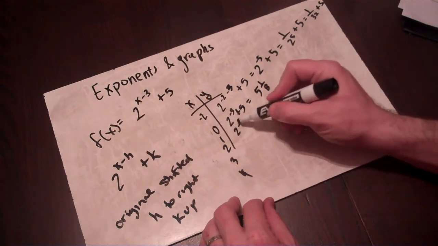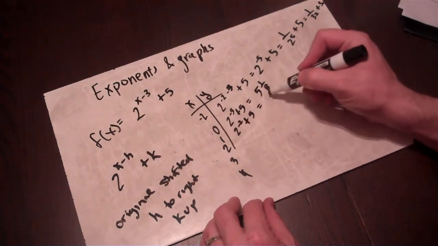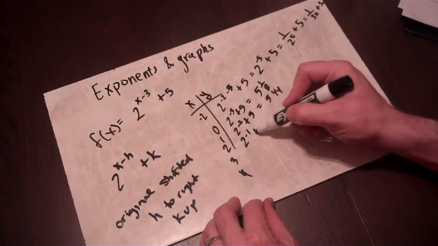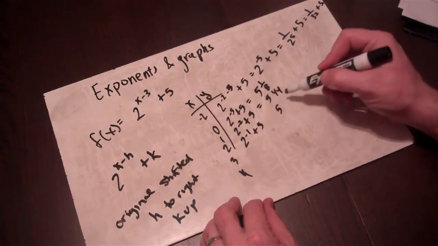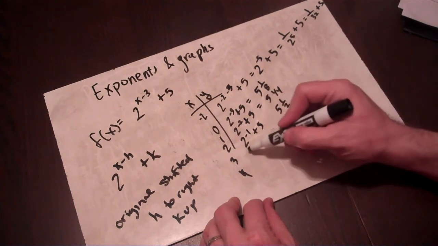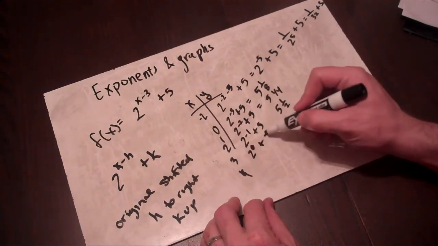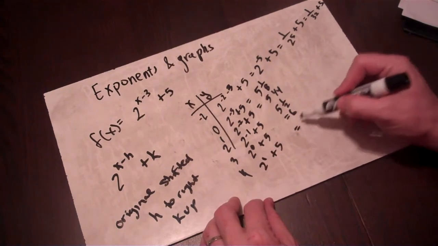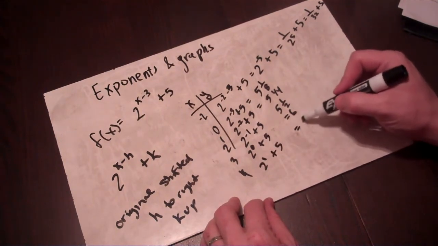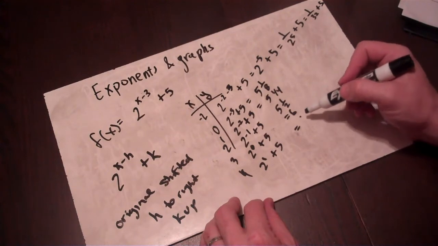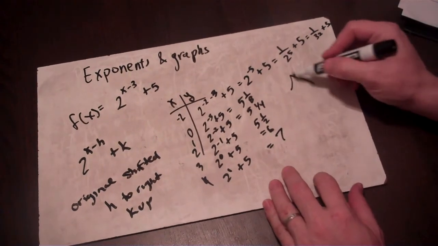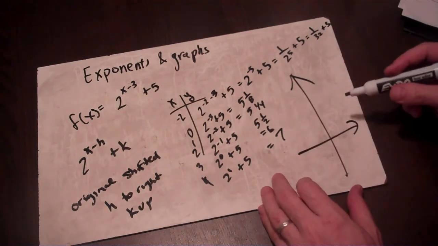Or I get 2 to the -2 plus 5, which is equal to 5 1/4. Or 2 to the -1 plus 5, which is equal to 5 1/2. Or 2 to the 0 plus 5, which is equal to 6. Or 2 to the first plus 5, which is equal to 7. Right? And so then when I go to graph this, I start to see that trend.